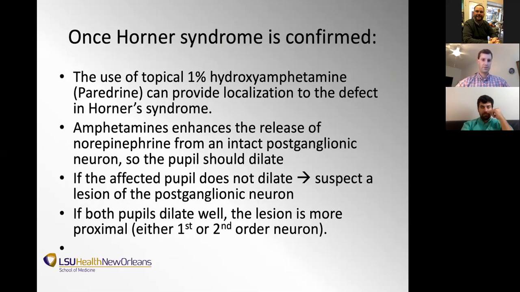So once it's confirmed, if you want to be extra fancy, you can use hydroxyamphetamine, which can help you localize the defect in Horner syndrome. The idea is that amphetamines enhance the release of norepinephrine from an intact postganglionic neuron. So the pupil should dilate if it's normal. If the affected pupil does not dilate, then typically that indicates that that third order neuron is not working properly. So if both pupils dilate well, and you already know they have Horner syndrome, then the lesion is typically either the first or the second order neuron.